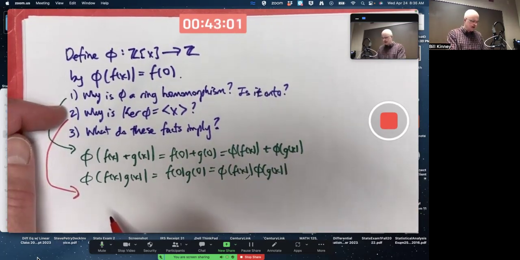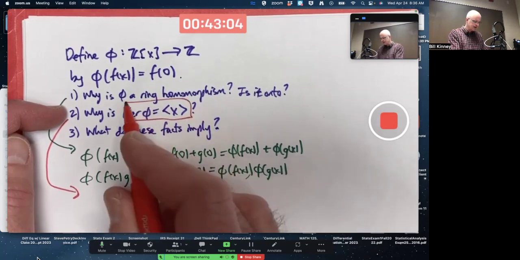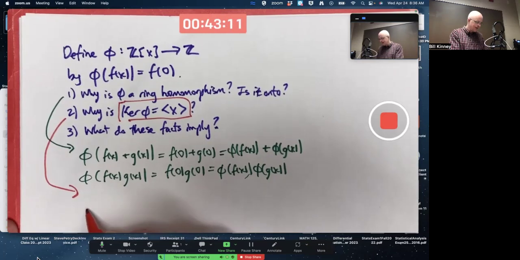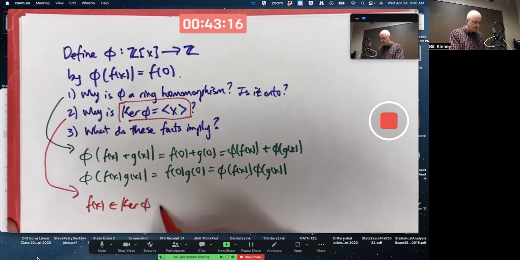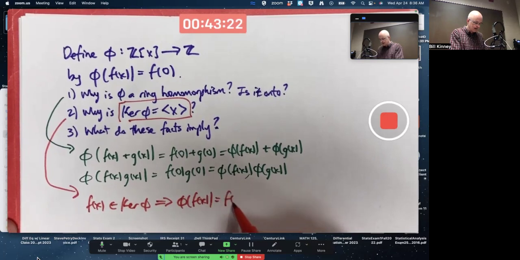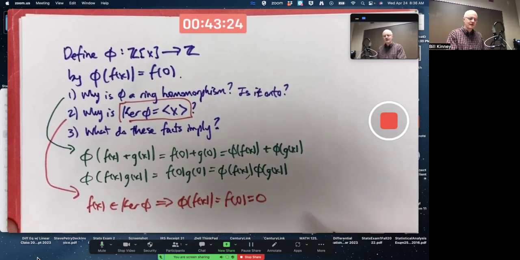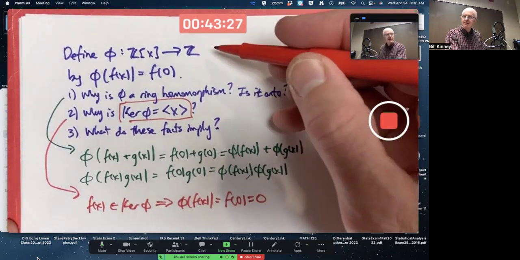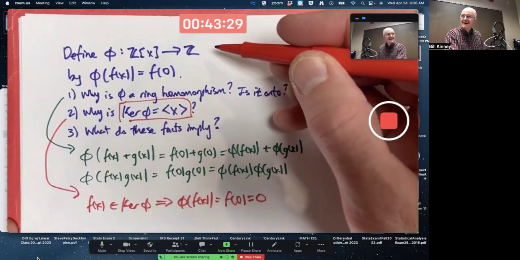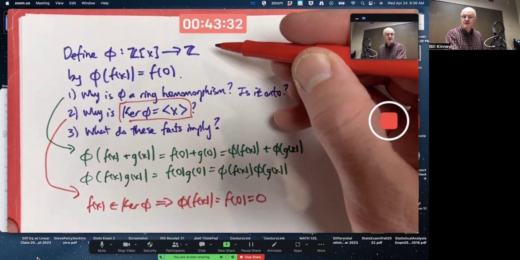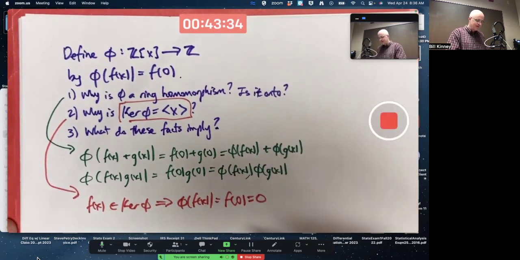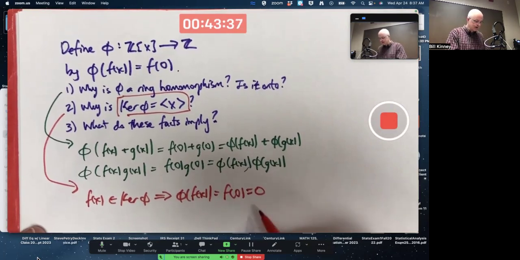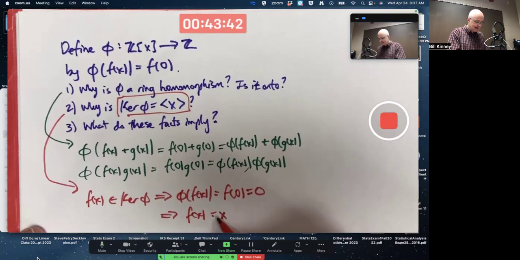Why is the kernel of phi equal to the principal ideal generated by x? If f(x) is in the kernel, that means phi of f(x) equals 0. To be in the kernel means you get mapped to 0, the additive identity of the codomain here, which is the integers. But we've thought about this before. That means 0 is a root of f(x).